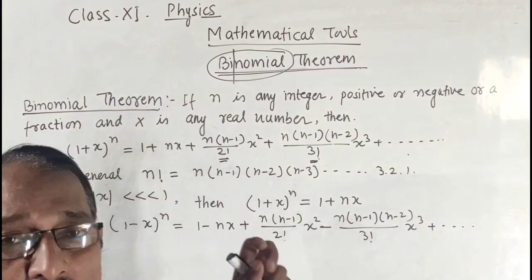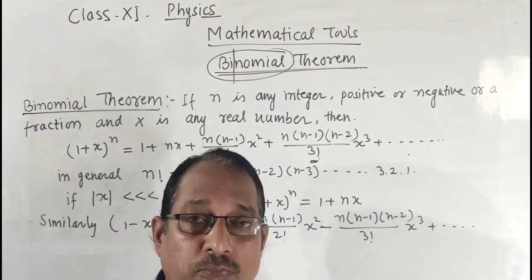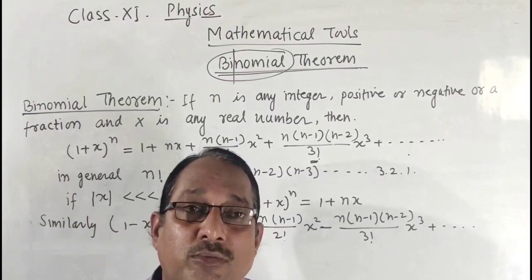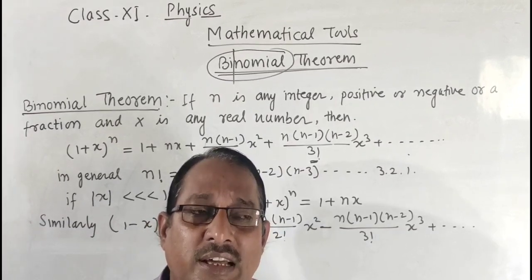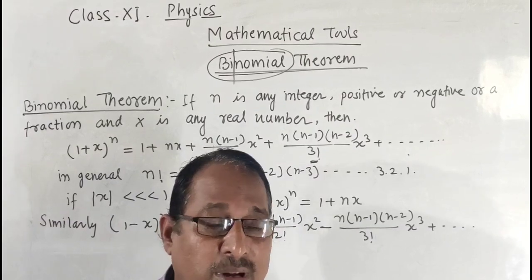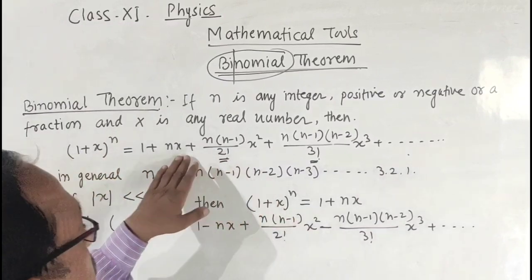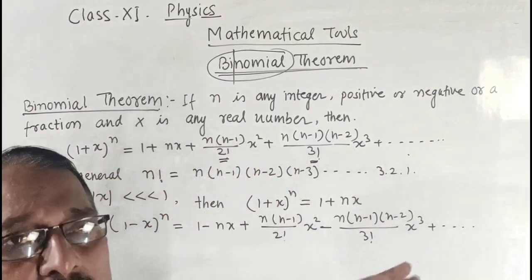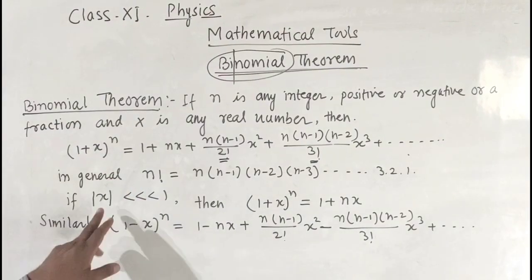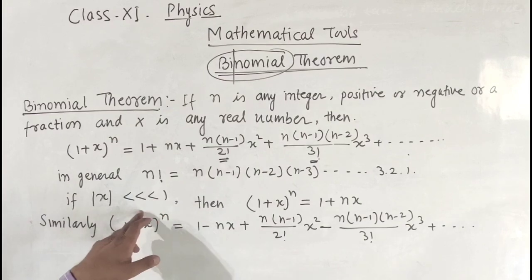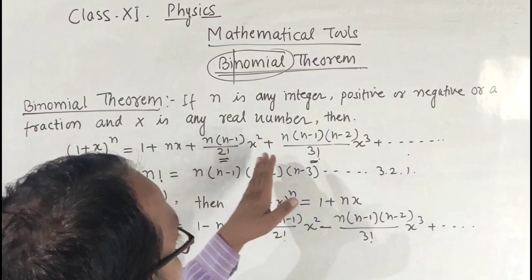This is one of the statements of the binomial theorem which we will frequently use. Actually, the binomial theorem for any index is a matter of mathematics. But in physics, we frequently use this one, and with this we can understand the concepts of physics. Here, if mod of x is much smaller than 1, then we can neglect the higher order terms.